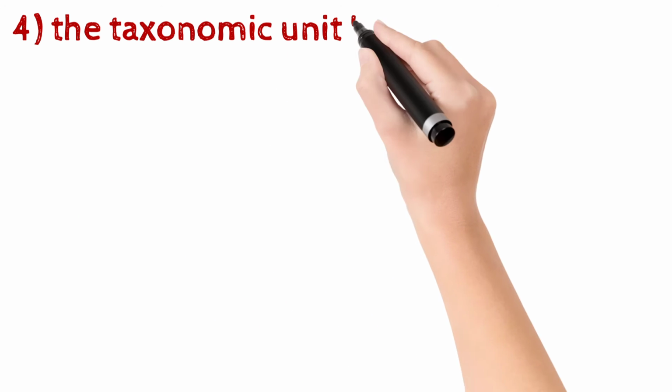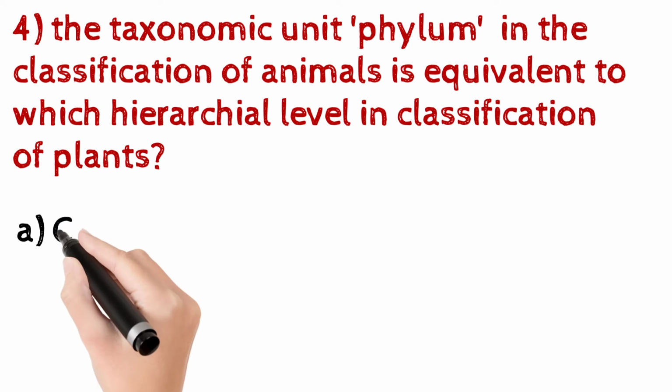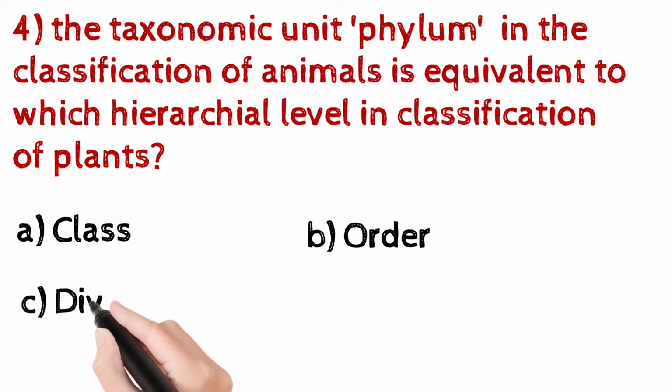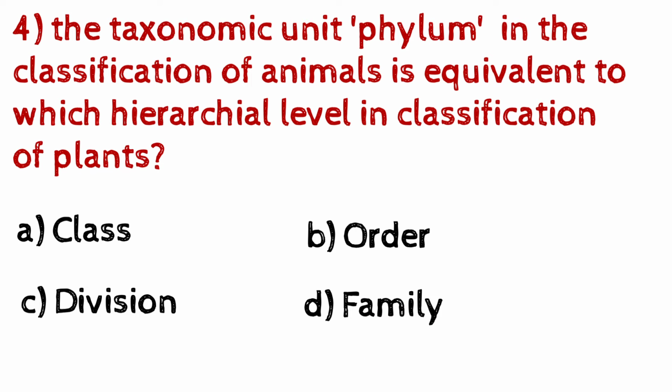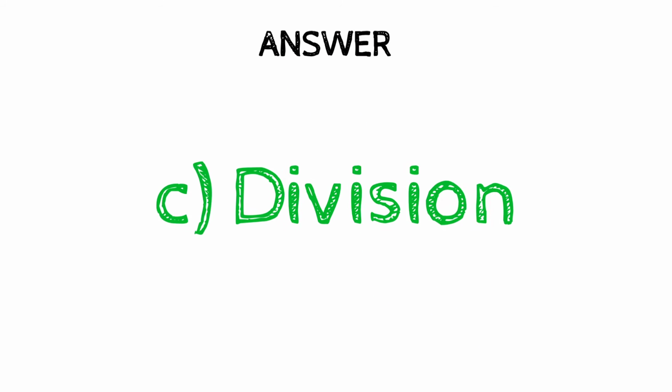Question number 4. The taxonomic unit phylum in the classification of animals is equivalent to which hierarchical level in classification of plants? A, class, B, order, C, division, or D, family. Pause the video and take your time. Read the question. And the answer is C, division.